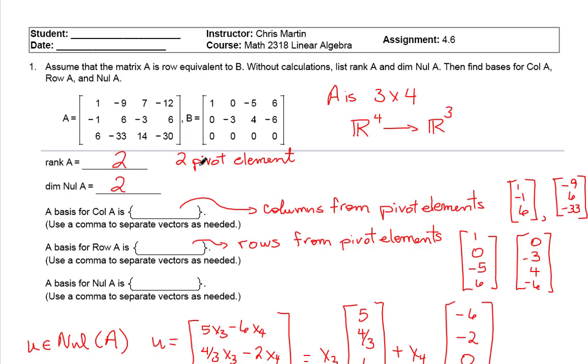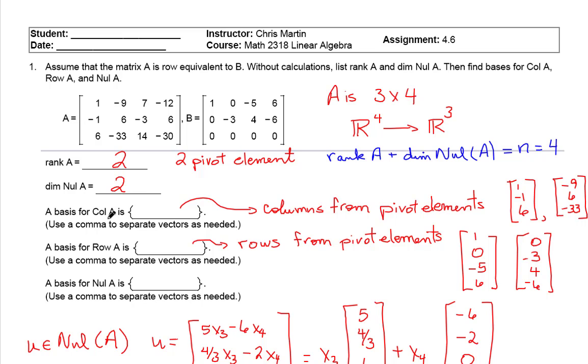All right, well, what about the dimension of the column space? Well, remember, we've got the rank of matrix A plus the dimension of the null space of A, and that has to be n, and here n is 4. So if the rank is 2, then the dimension of the null space must be 2.